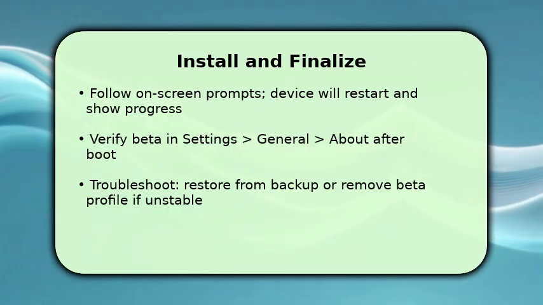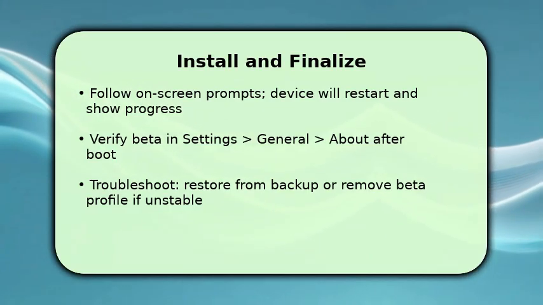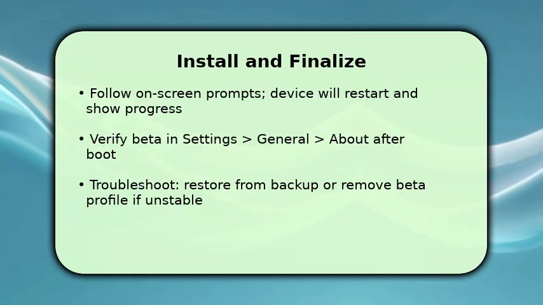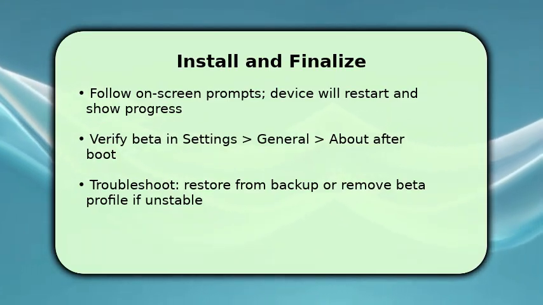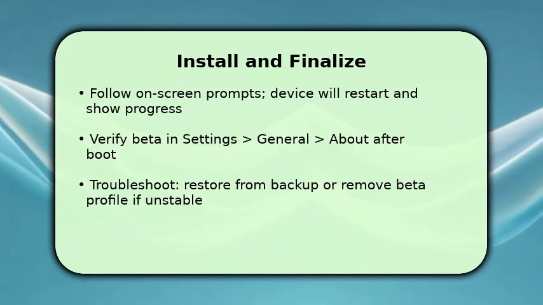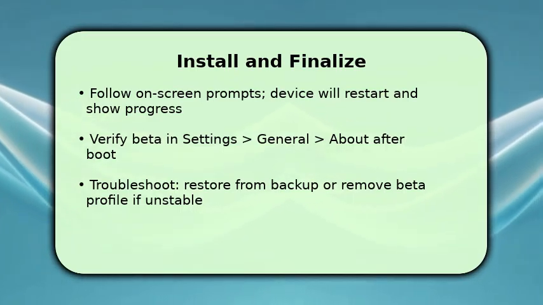Reauthorize accounts if needed. If the beta causes instability, remove the beta profile and restore from your encrypted backup or use recovery mode. That troubleshooting step returns you to a stable public release.